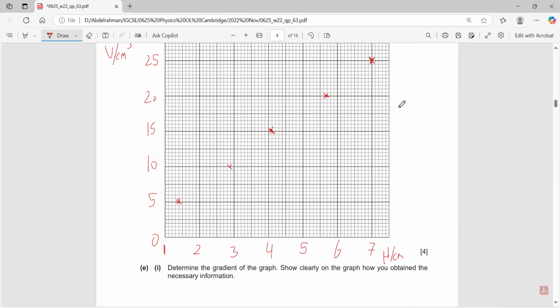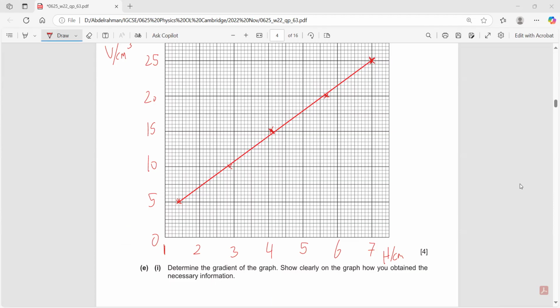Can I draw the line of best fit? Yes, and measure and calculate the gradient. So the line of best fit would be like this. If you want to continue the line all the way to the y-axis, it's okay. This would be a nice line of best fit. I have one point above the line and two below the line, so it's kind of balanced.